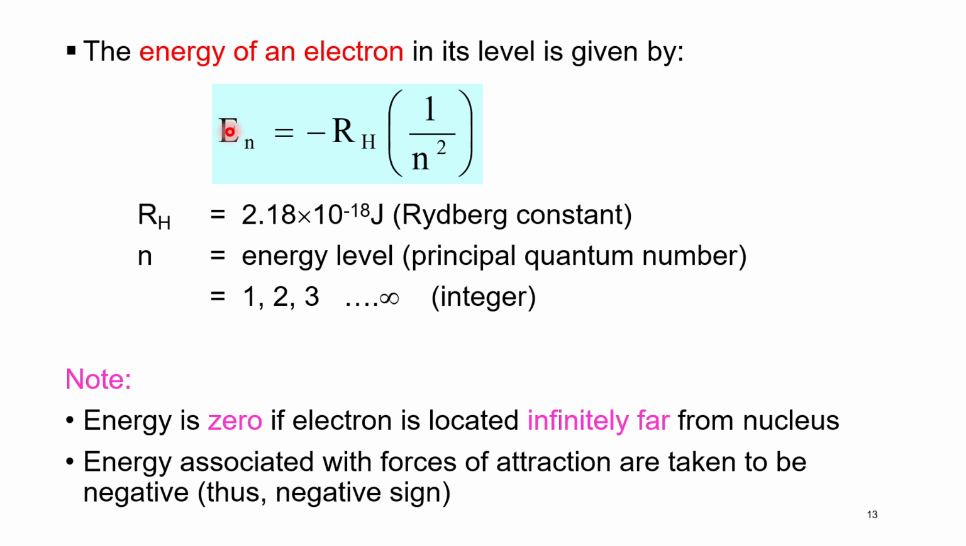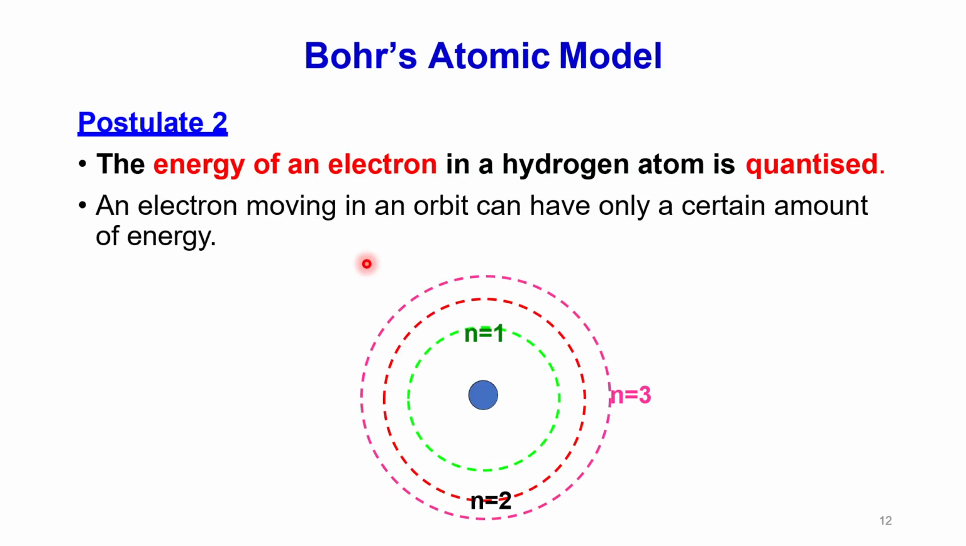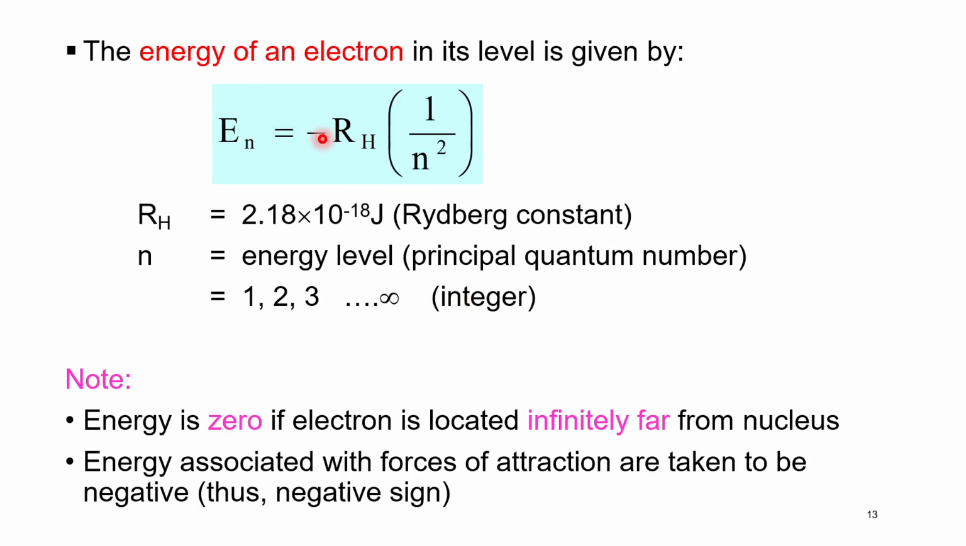E refers to energy, n refers to orbit. Orbit, we start with the lowest orbit, n equals 1. So En equals negative RH times 1 over n squared. R refers to Rydberg constant, 2.18 times 10 to the power negative 18. Because energy is associated with force of attraction, the energy of electron at certain orbit will be negative. That's why we have this negative sign.